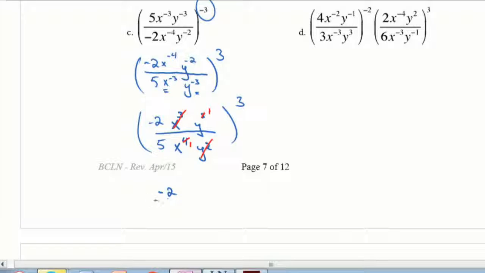So this may be where you guys were getting a little bit caught up on this one. Normally the number I have on the top here, the 3 in this case, is bigger than the bottom, but that didn't work out this way. So I have 3 x's on the top and 4 on the bottom. So I end up having an x on the bottom, which is fine. There's nothing wrong with that. I have a y on the top, and then all of this is to the power of 3.